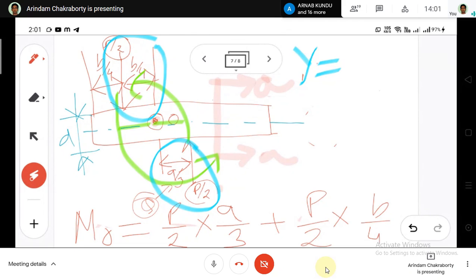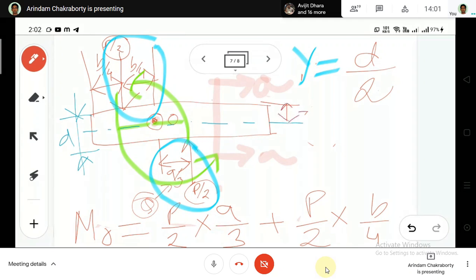So what I can do, I can write D by 2. Why D by 2? This is D and this is D by 2. Consider, understood? Yes or no?